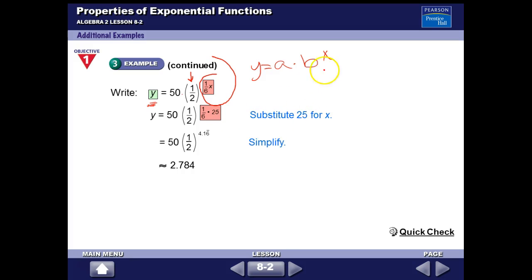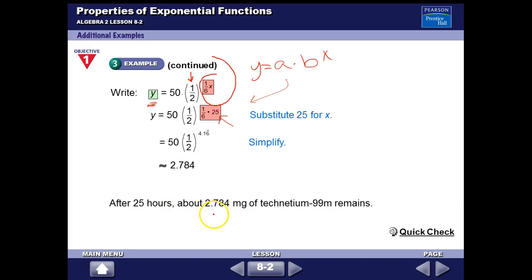Alright. We can also put our values straight in, like you can see. We said 25 is what we were solving for. So we can decide that after 25 hours, 2.789 milligrams of titanium-99m remains.